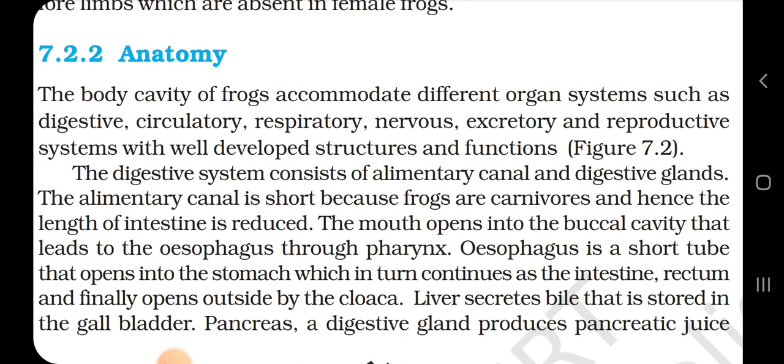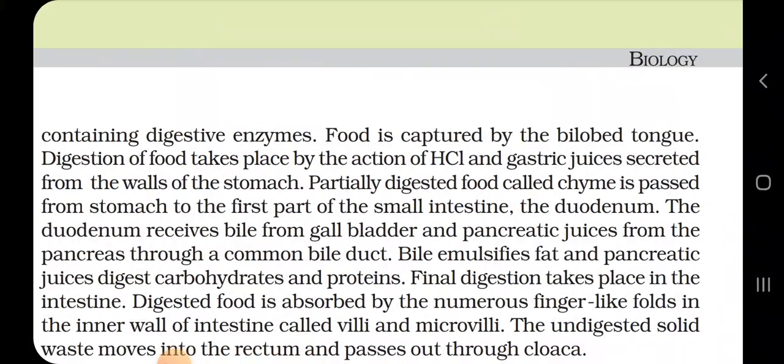The mouth opens into the buccal cavity that leads to the esophagus through the pharynx. The esophagus is a short tube that opens into the stomach, which in turn continues as the intestine, the rectum, and finally opens outside through the cloaca. The liver secretes bile that is stored in the gallbladder. The pancreas, a digestive gland, produces pancreatic juice containing digestive enzymes. Food is captured by the bilobed tongue.